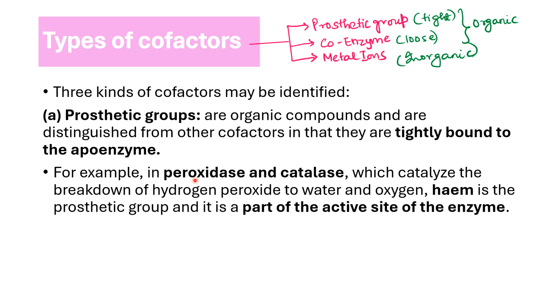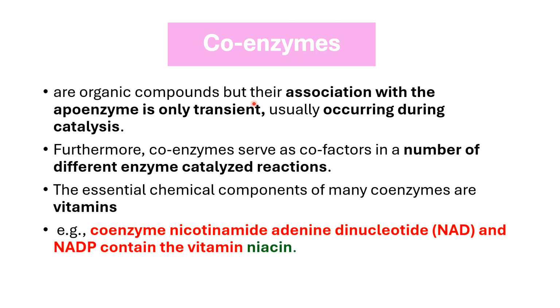So if you see these enzymes, there is a non-proteinaceous part which is attached to the enzyme and necessary for its function, and that attachment is very tight in nature. That is heme. So heme is a prosthetic group and it is part of the active site of the enzyme. This is very important. The prosthetic group of peroxidase and catalase is heme. Is that clear? So we saw prosthetic groups are the non-proteinaceous groups that are attached tightly to the apoenzyme.